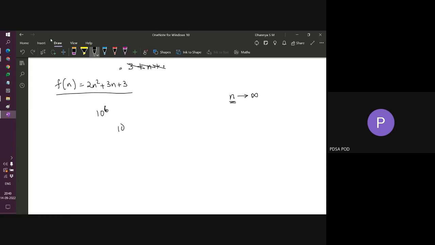Then n squared becomes what? 10 power 12. And n is 10 power 6. So you can only imagine this is far, far bigger than 10 power 6, right? So now this n squared is the dominating term here.